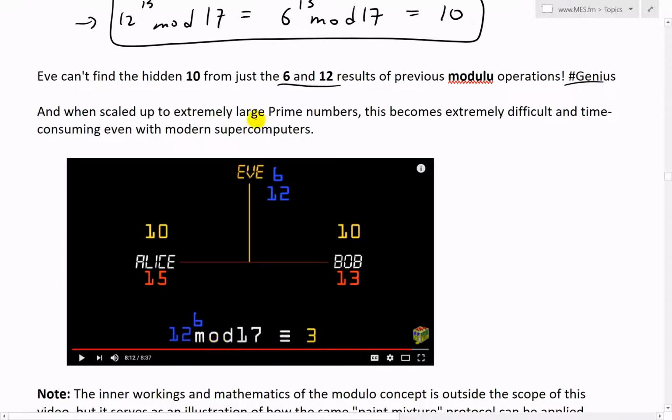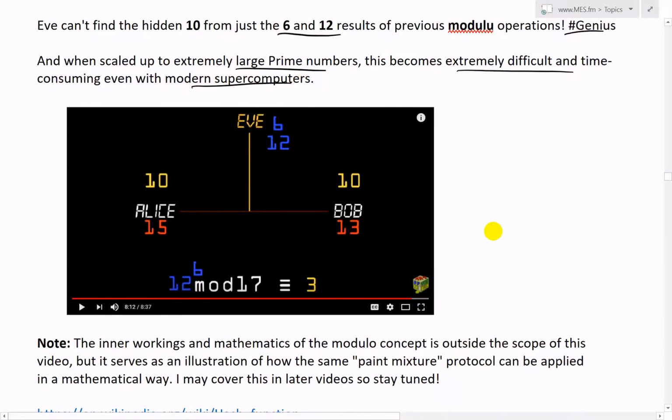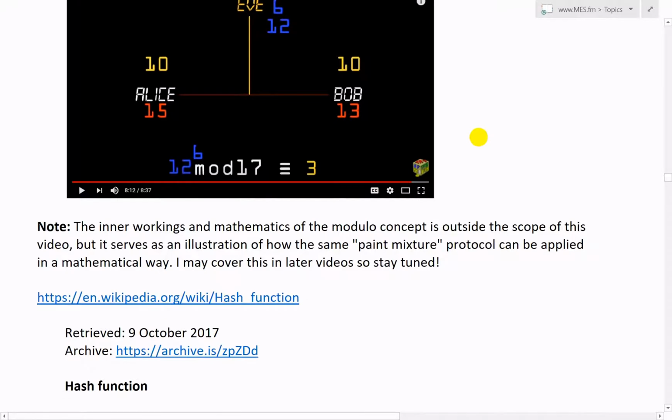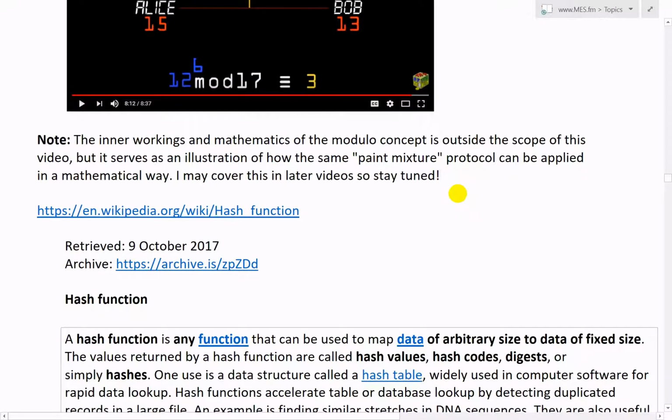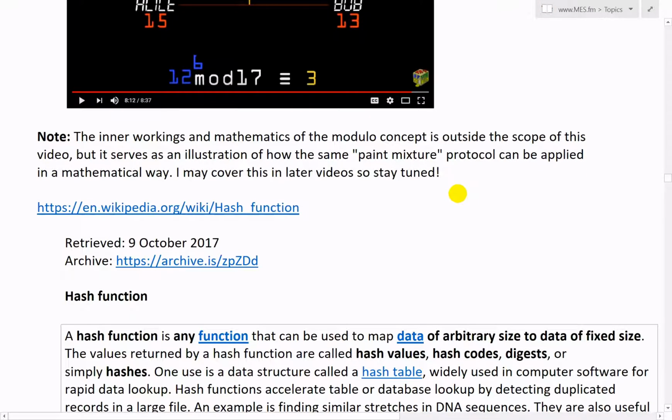And when scaled up to extremely large prime numbers, instead of just 17, something really big, it's easy just to plug in a big number, but it's hard to solve for what that power is. This becomes extremely difficult and time consuming even with modern supercomputers, and that video claims it's going to take thousands of years, all the computational power of the world, unless there's some sort of other hidden method not known about.